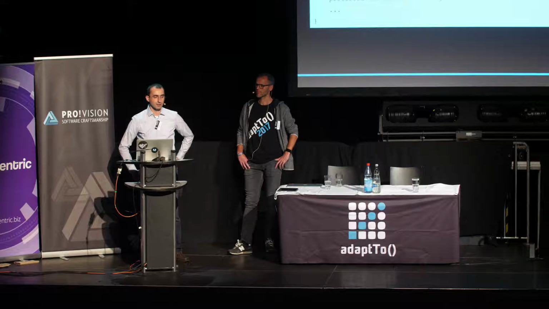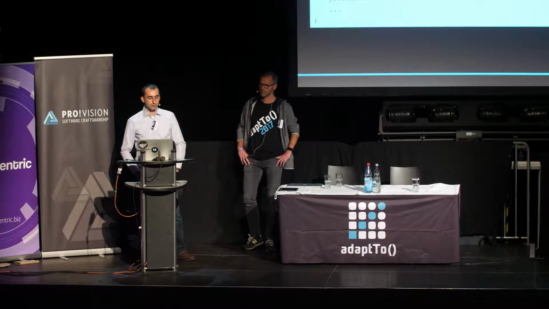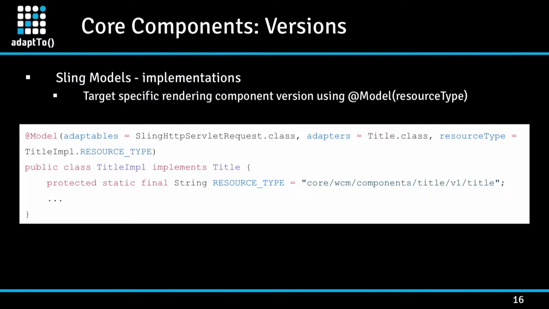This allows everyone to do some really cool things. So you can target a specific rendering component version by using the resource type annotation property in the model. So even if your script does not differ that much between two versions of a component, you can customize how the implementation of the model works between the two versions.